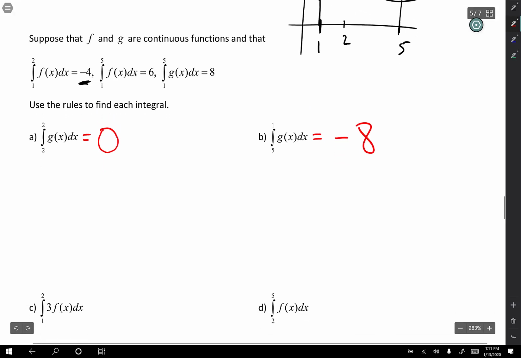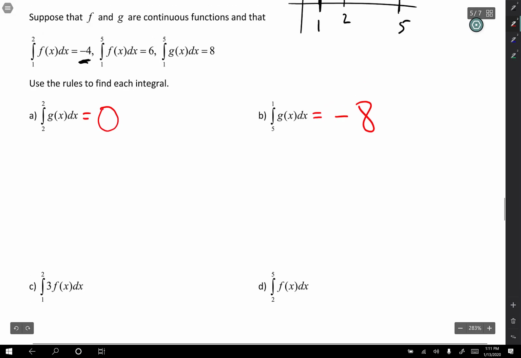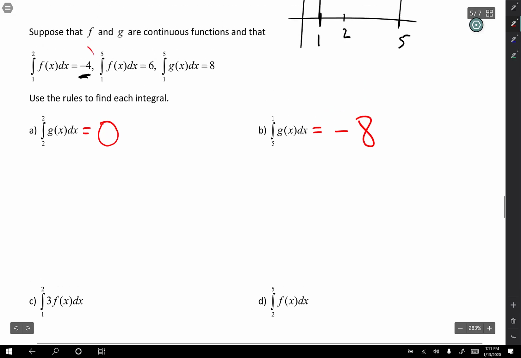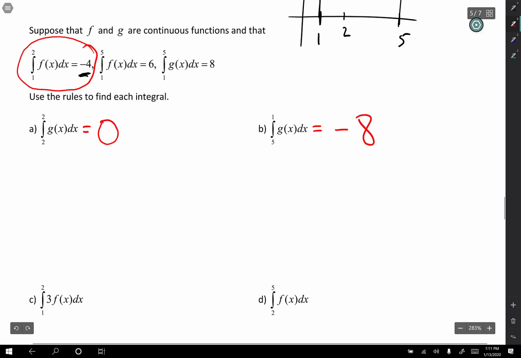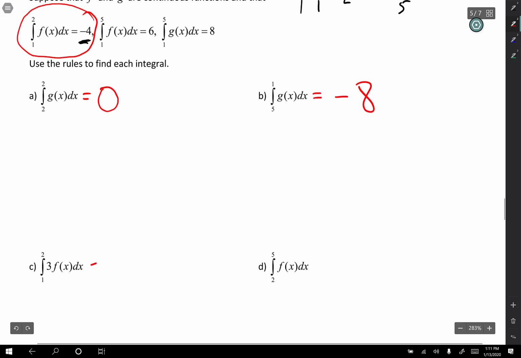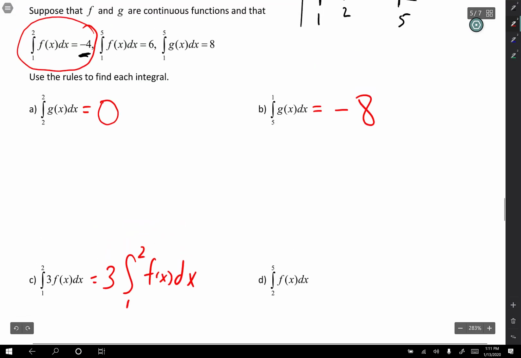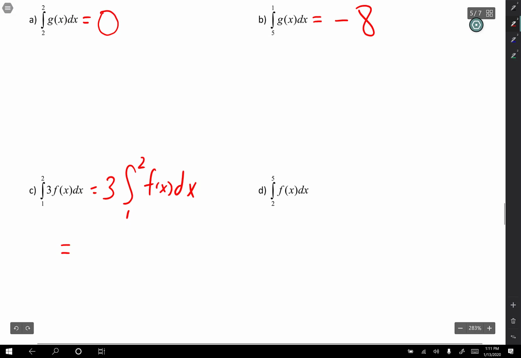Okay. From 1 to 2, 3f of x. So I'm looking at this one right here, but there's a 3 in the front. So I can rewrite this as 3 integral 1 to 2 of f of x dx. So what is 3 times negative 4? Negative 12.